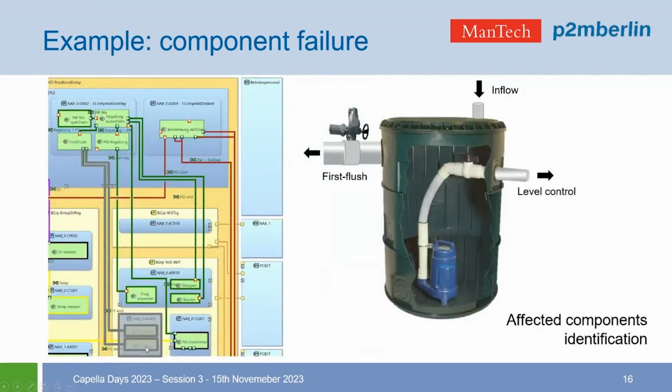The next step will be to identify, okay, when this valve is failing, what other components are affected by this failure. In this case, it's a very short list. We have the valve. This area is just a zoom in of the diagram you were seeing before, and two functions, the two functions that are allocated to the component we are seeing fail, and the two functional exchanges that start from those functions.